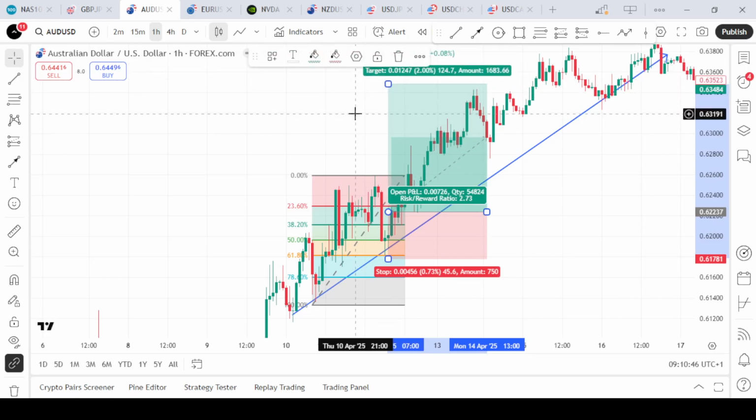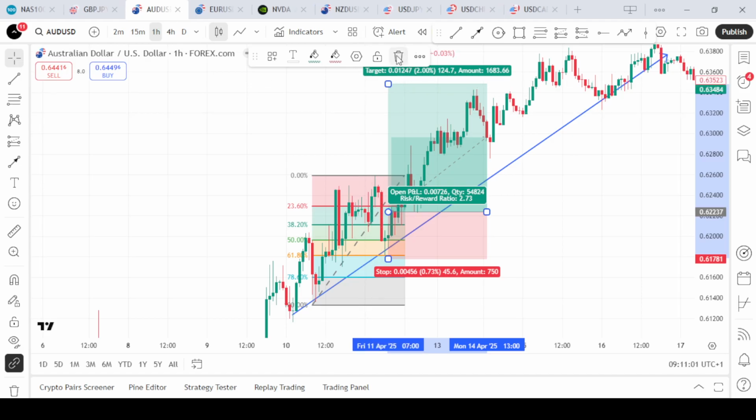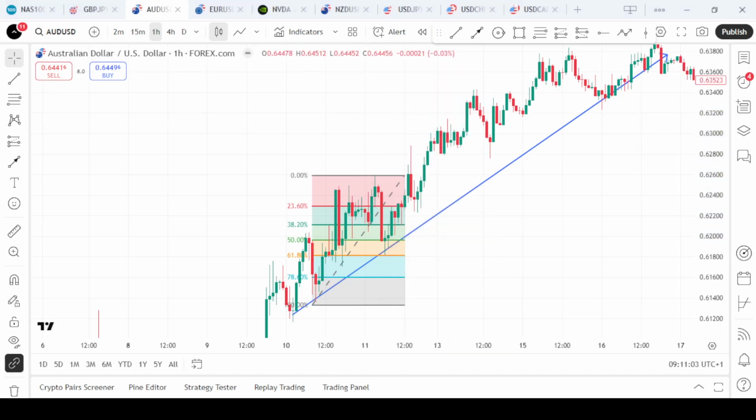This strategy works best when combined with other technical indicators such as your moving average or oscillators such as your RSI, your MACD, and so on and so forth. This would help you to reduce false signals and also help you to improve your accuracy.